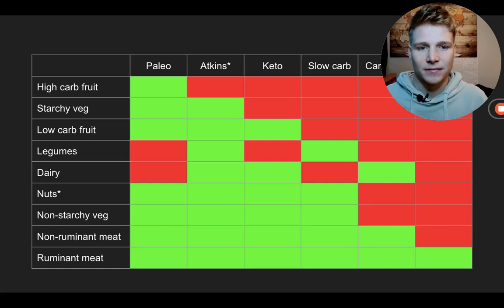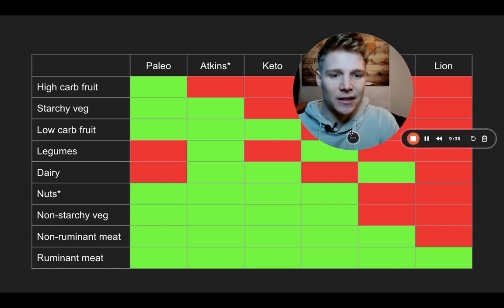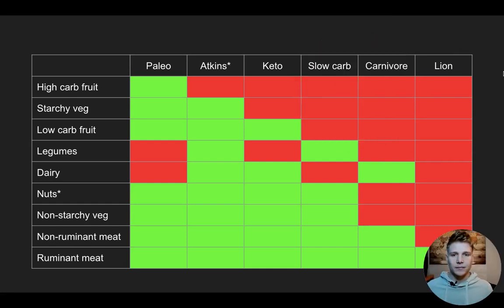So I'll just make my face a bit smaller so that you can see. All right, there we go. I've put everything here onto a table so that you can visualize all the differences at once. If I do have anything wrong, then please do comment. I was just researching this myself for the first time and using ChatGPT as well. So if anything is wrong, do let me know.